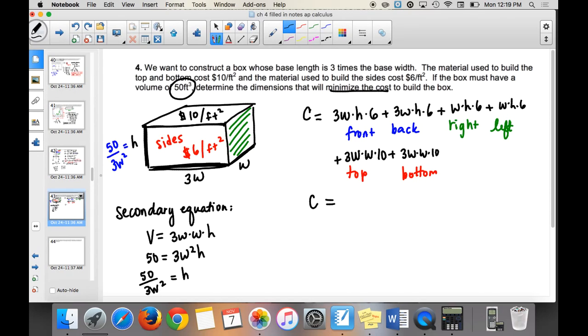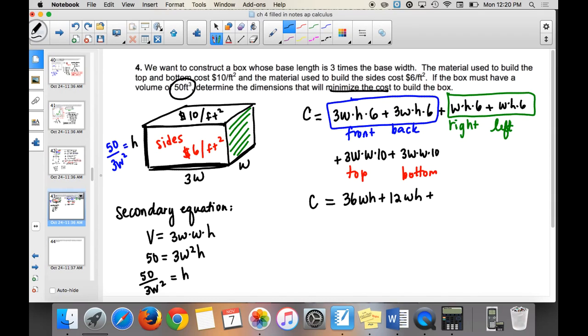Yes. So instead of doing this separately, I'm going to do times 2 to do the front and the back together. So I'm going to have 3W times H times 6 times 2 to represent the front and the back. How much is that going to be? 18 times 2, so 36 WH. And then the right and the left is going to be 6 times W times H, and then times 2. So what do you get? 12 WH. And then what about this last little bit, top and bottom? 60 W squared. So we get a total of 48 WH plus 60 W squared.